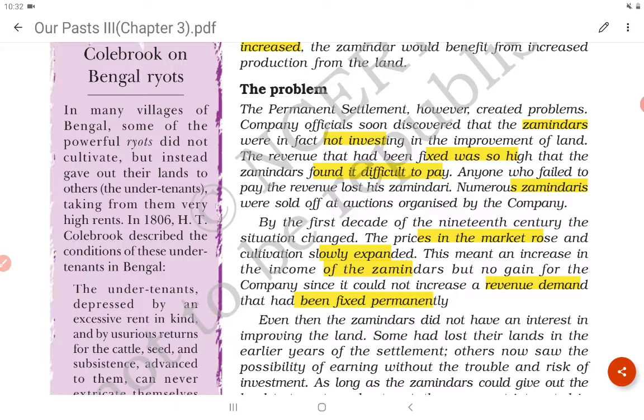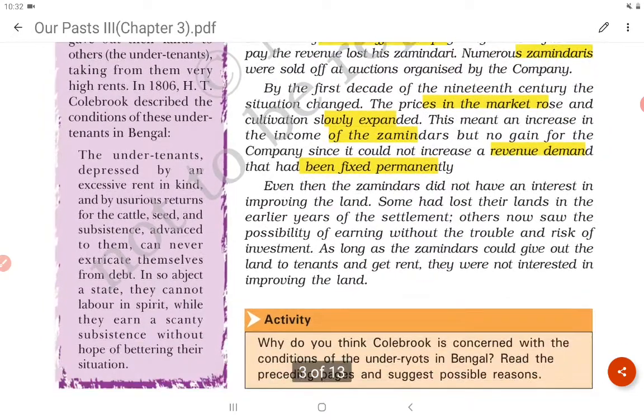By the first decade of the 19th century, the situation changed. The prices in the market rose and cultivation slowly expanded. This meant an increase in the income of the Zamindars, but no gain for the company, since it could not increase a revenue demand that had been fixed permanently.